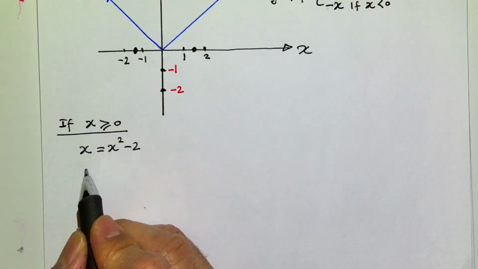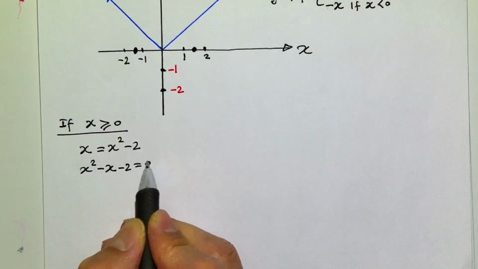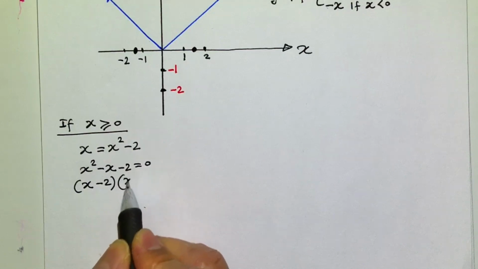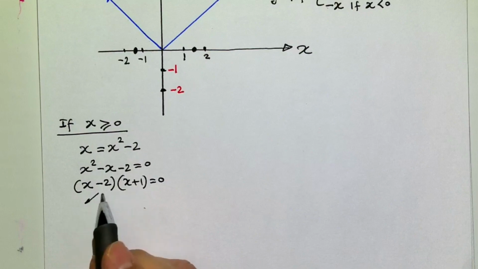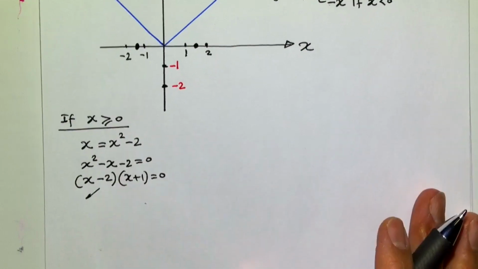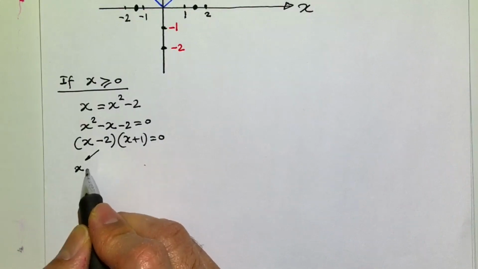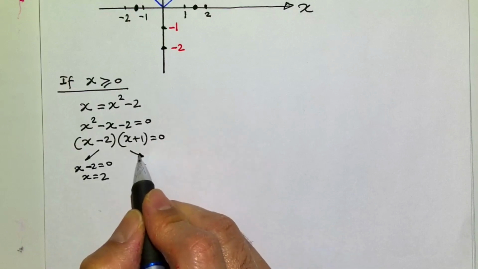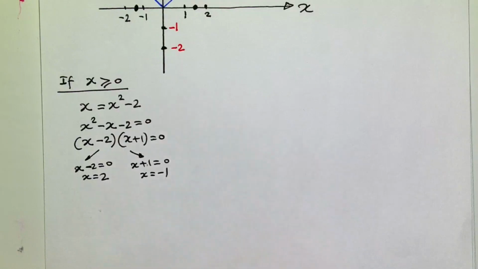And then this is a simple quadratic equation, so we have x squared minus x minus 2 equals 0, which can be factored into x minus 2 times x plus 1 equals 0. Now, from this, let's set each factor equal to 0 and solve for x. So x minus 2 equals 0, therefore x equals 2. And from here, x plus 1 equals 0, so x equals minus 1.